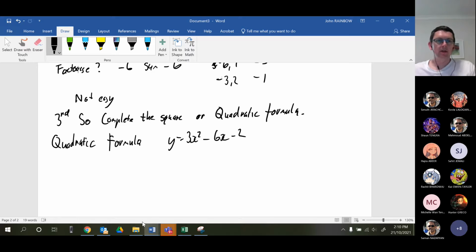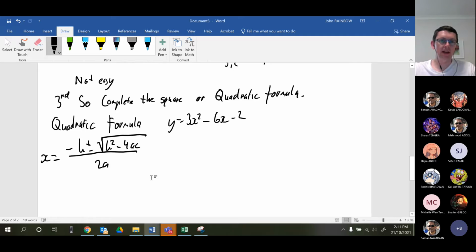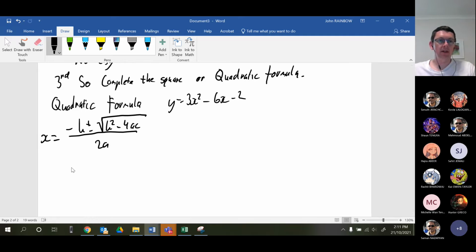Yes, I have. So the quadratic formula is minus b plus or minus the square root of the discriminant, which is b squared minus 4ac, all over 2a, and that is what x equals. Many people forget that it's actually x equals. And really, I should write x equals all the way down. So I'm now just going to write x equals.